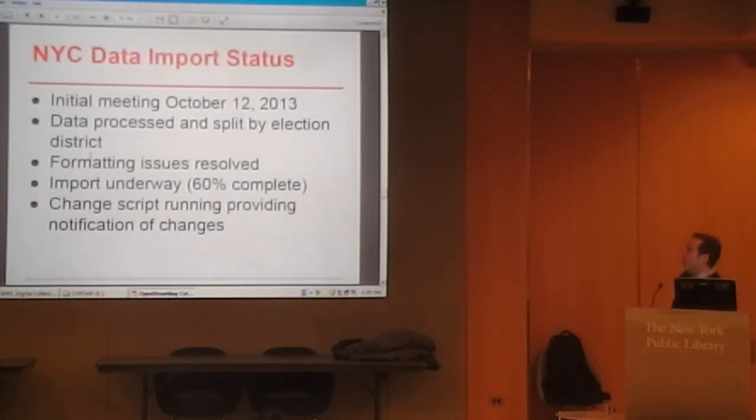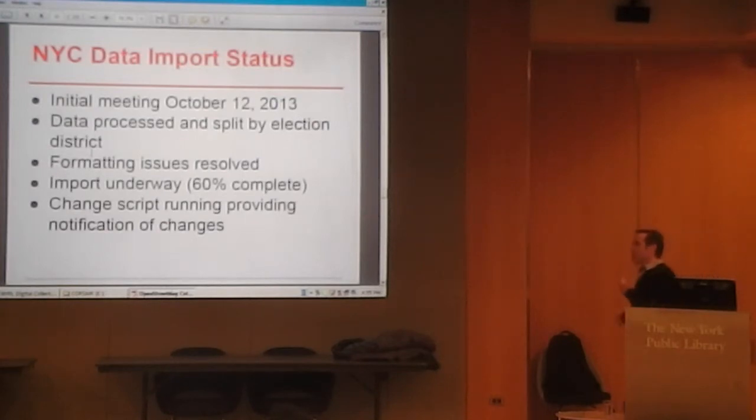There were some initial formatting issues, right? It's going from an Esri shapefile into a format for OSM import, and there were some issues with geometry generalization and the way data was modeled. So some of those initial issues were resolved, and currently it's 60% complete, with a target completion date probably sort of early spring.